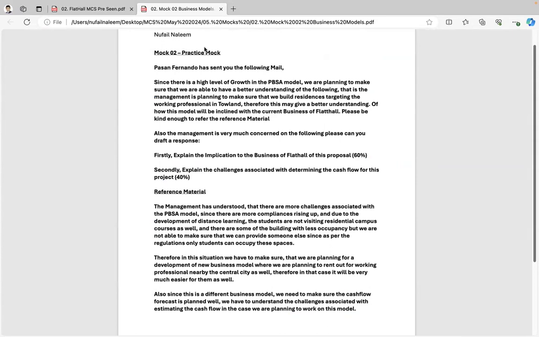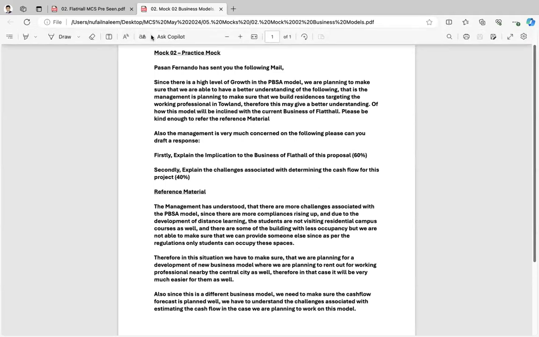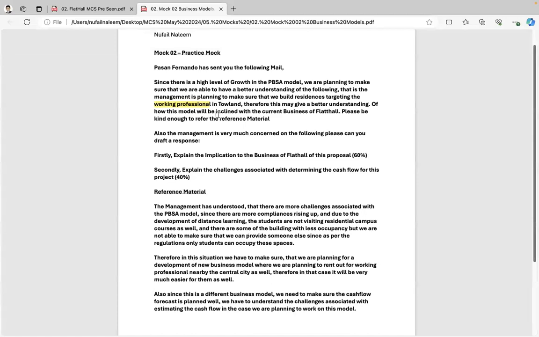So students, Pasan Fernando has sent you the following mail. Since there is a high level of growth in the PBSA model, we are planning to make sure that we are able to have a better understanding of the following. Management is planning to build residences targeting working professionals in Towland. Now, you observe here, the business model, you have to be very careful because targeting whom? Working professionals in Towland. Therefore, this may give a better understanding of how this model will be inclined to the current business model of FlattHall. Please be kind enough to refer to the reference material also.